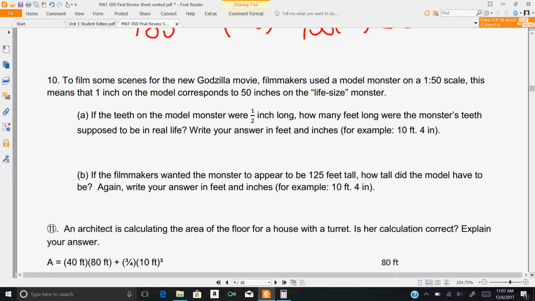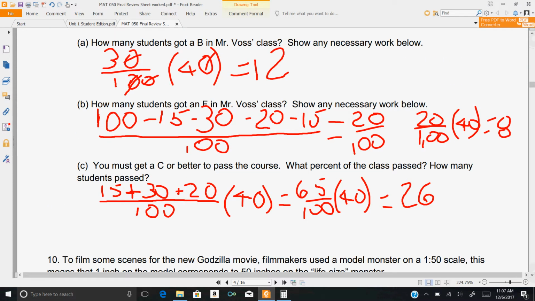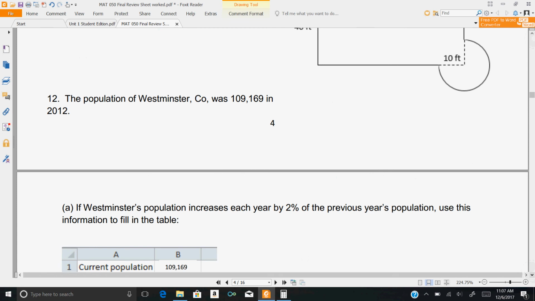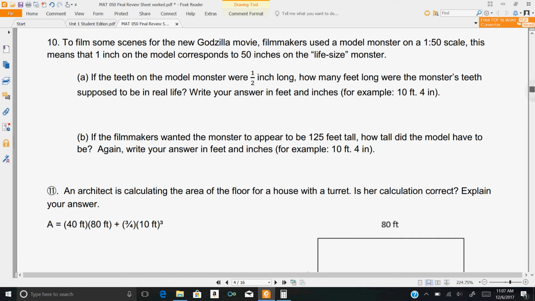Okay, now that you've looked at number 10, somebody's filming scenes for a new Godzilla movie. They're using a model of the Godzilla monster on a 1 to 50 scale. This means that 1 inch on the model corresponds to 50 inches on the real-life monster. So they need to look at how they're going to construct the Godzilla monster for the movie.